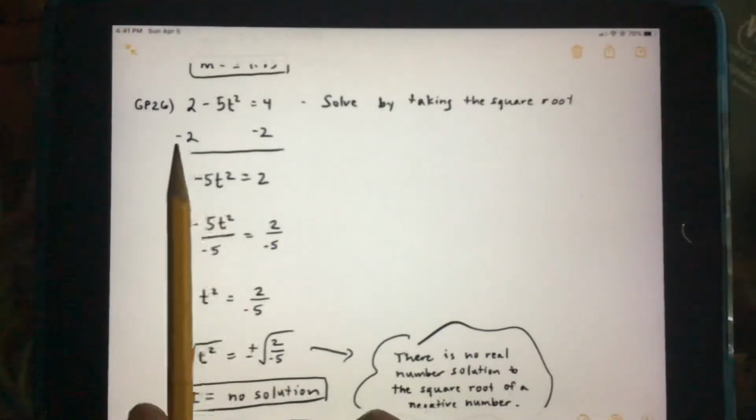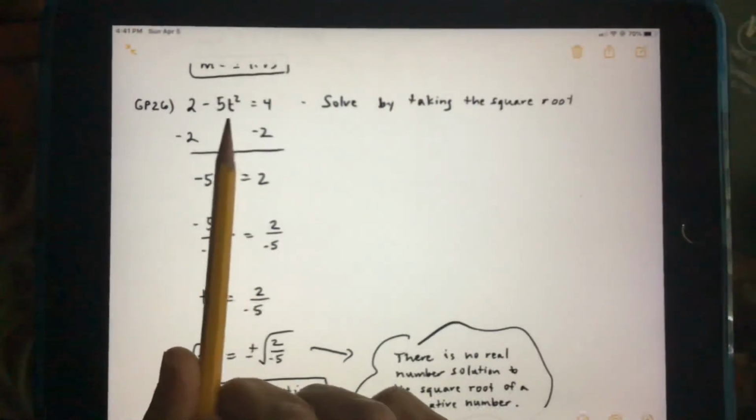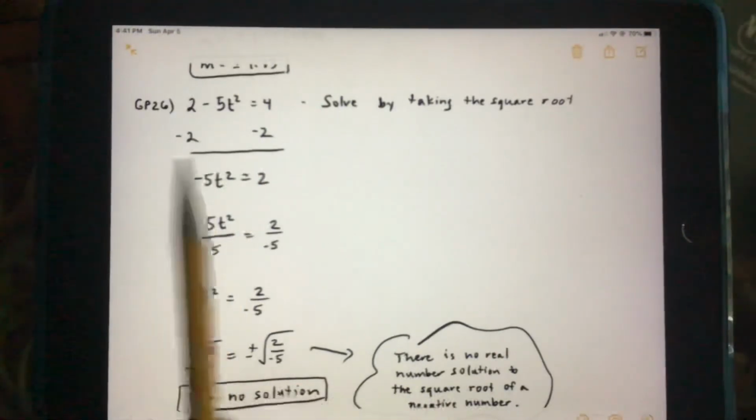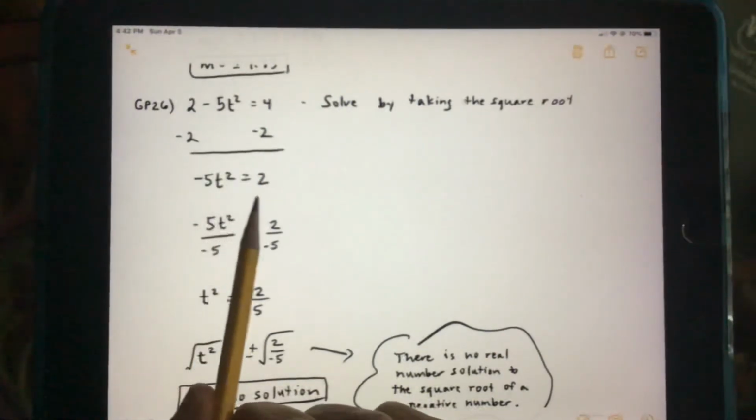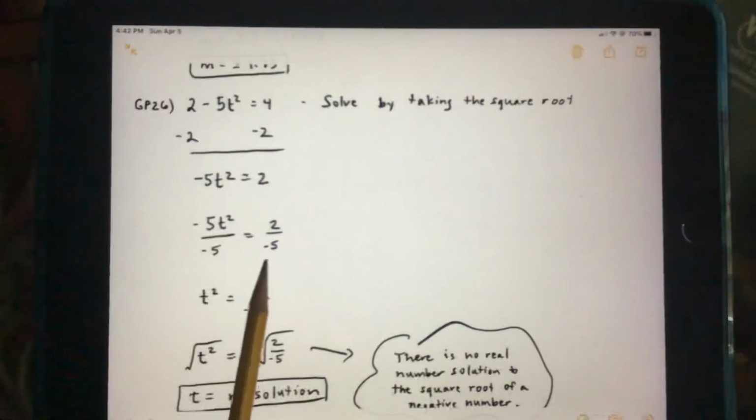So how do we do that? All right, well, we're going to want to get t squared by itself, so we can take the square root. Subtract 2 on both sides. That gives us negative 5t squared equals 2. Divide both sides by negative 5, and that gives us t squared equals 2 over negative 5.